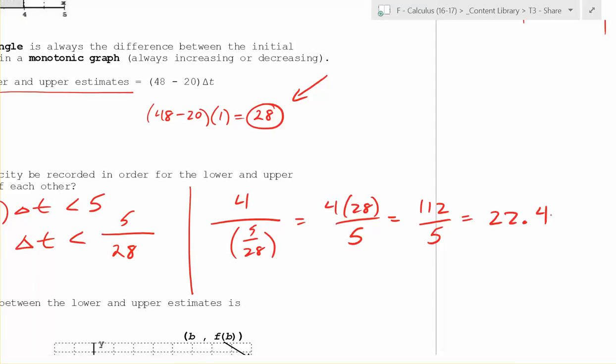If you wanted it to be exactly 5, you'd have to take 22.4 readings, but could you take a 0.4 reading? You can't take a 0.4 reading. So if you need it to be less than 5, do you want to go up or down from this number? You want to go up. So I could ask this question in 2 ways. What is the time interval to be exactly 5? You'd say, well, 5 over 28. But if I asked you how many readings would you need to be within 5, what's the smallest number you can give me? 23. Because if you took 22, you would get something outside of 5.